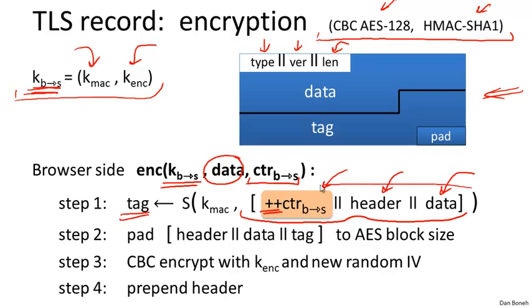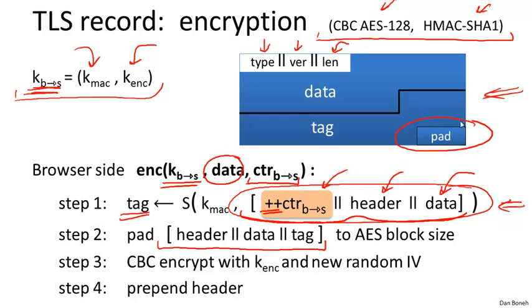The tag is computed, as we said, over this triple of data. The next thing that happens is that the tag is concatenated to the data. Remember, this is MAC then encrypt. So here we computed the MAC, and now we're going to encrypt the data along with the tag. The header, the data, and the tag are padded to the AES block. If the pad length is 5, then the pad is done by simply writing the byte 5 five times. So the pad would just be 55555.